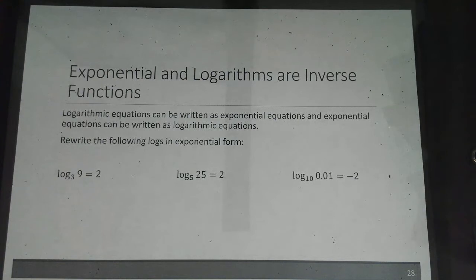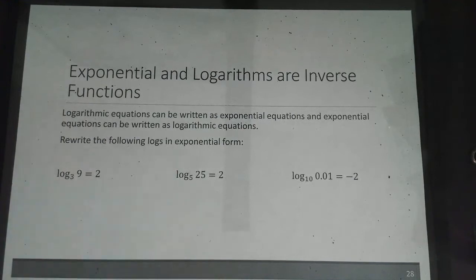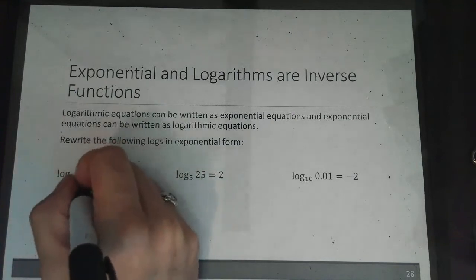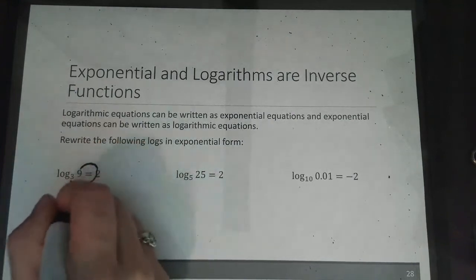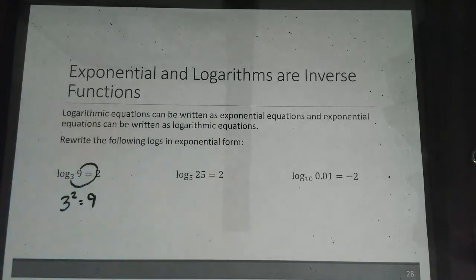So here we have some logarithmic equations. We just want to rewrite them in exponential form. So first up, we have log base 3 of 9 equals 2. If I use that snail idea, I'll have 3, 2, 9. So 3 to the second power equals 9. These statements are always going to be true, so that'll be nice, you can kind of check your answers, because 3 squared is equal to 9.